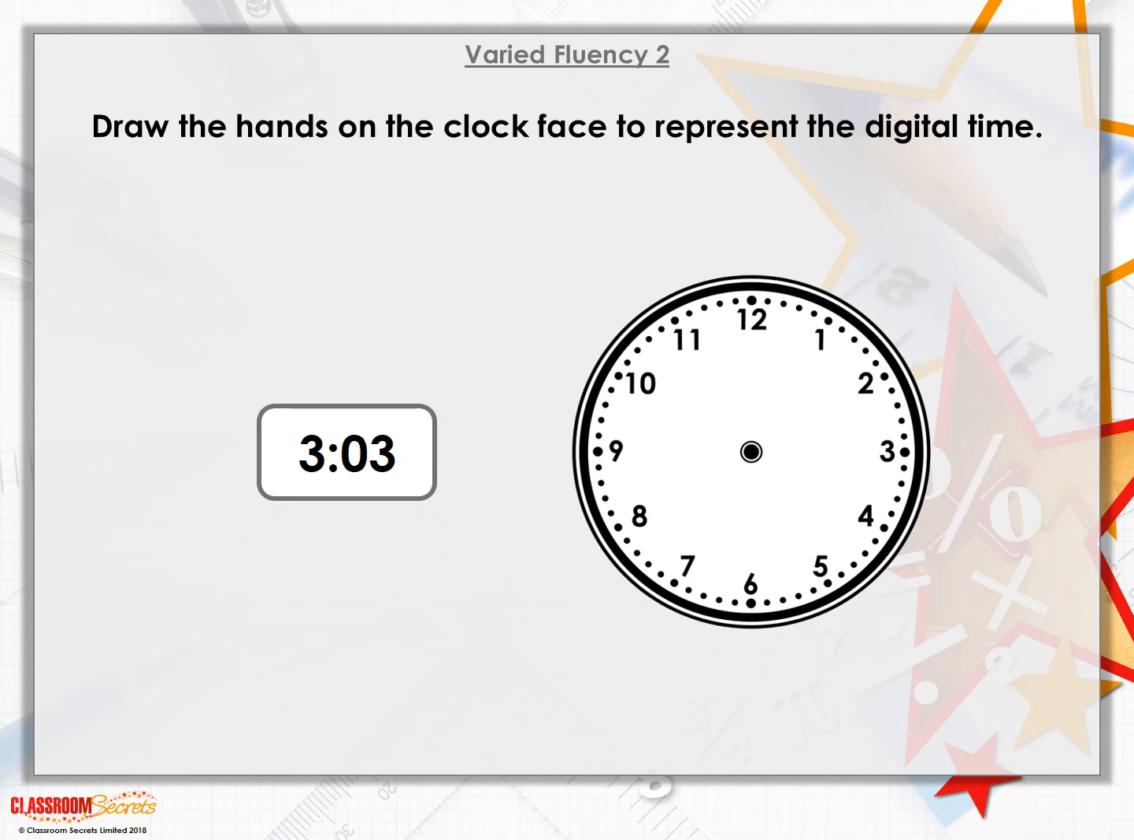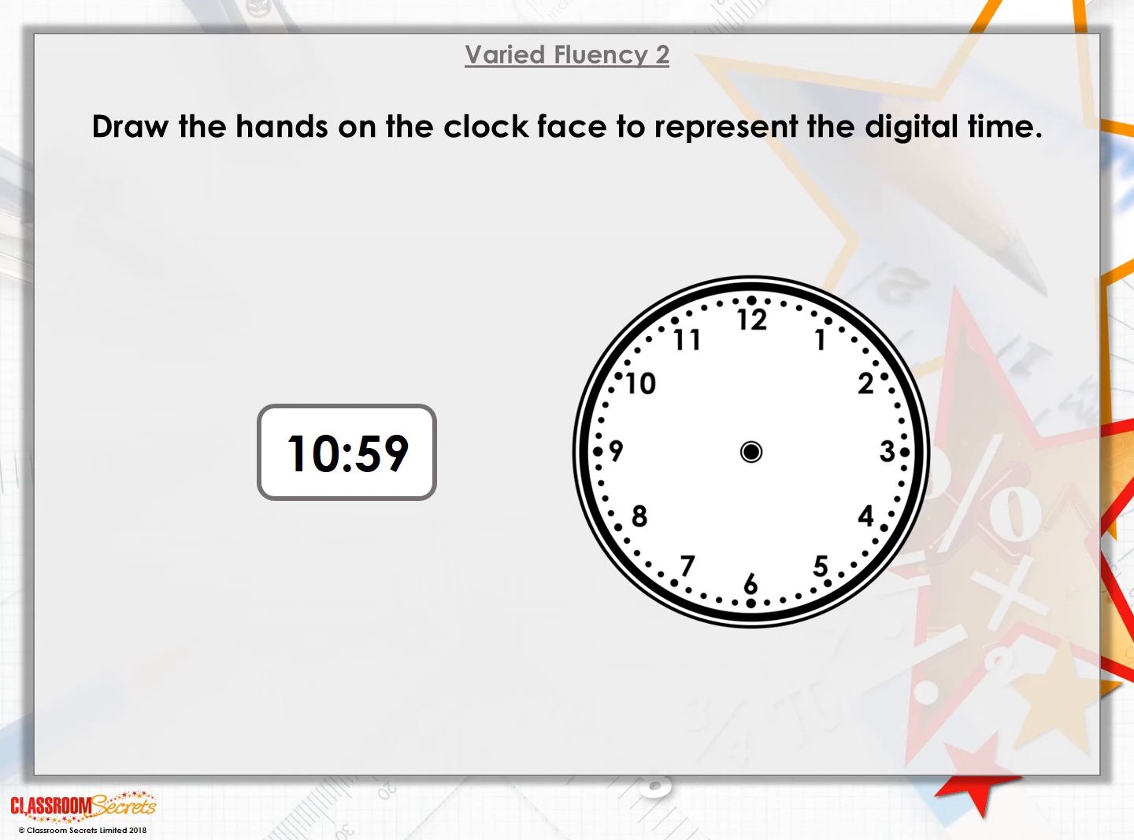Next question. 3 minutes past 3. Show me the minute hand and the hour hand. Again, pause the video where you need to. Well done if you placed your hour hand just after the 3 or on the 3, and your minute hand 3 dots after the 12 or 2 dots before the 1.